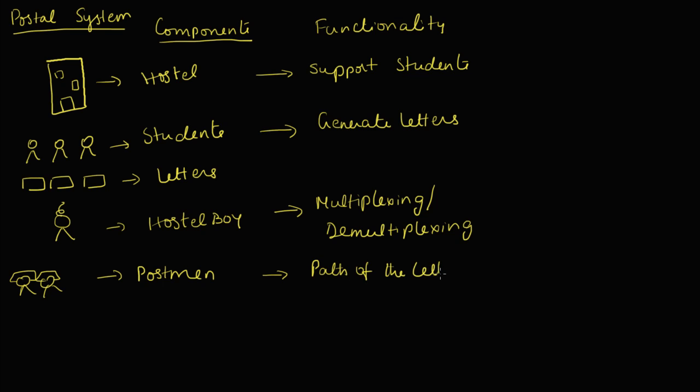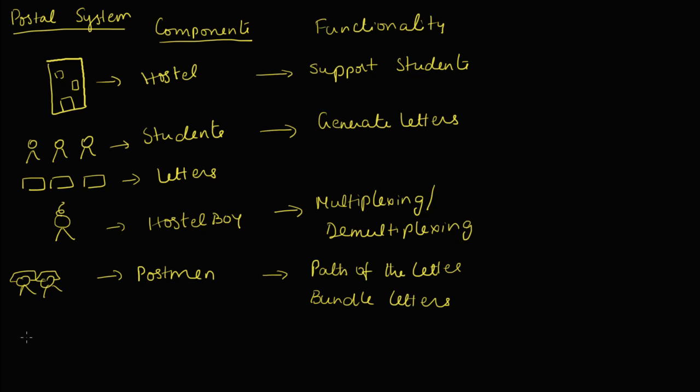For example, if you send a letter to someone in California, then they decide it will have to go through the aeroplane. If you send to someone in Chennai, they'll decide it has to go through the train. So they kind of decide that. And then they also tend to bundle up the letters depending upon the destination. So they will aggregate all letters that are going to the airport, all letters that are going to the train station and so on.